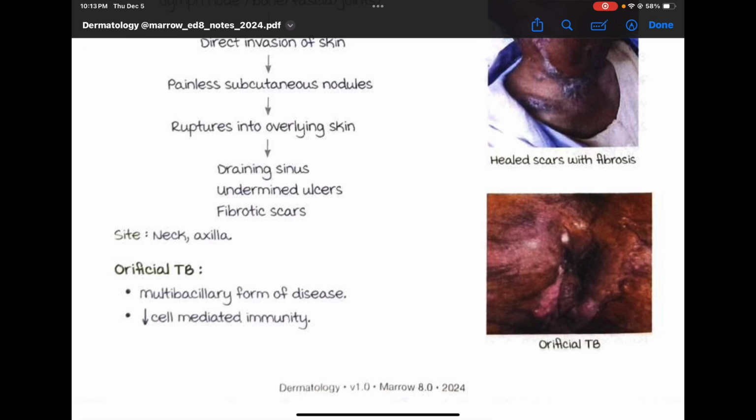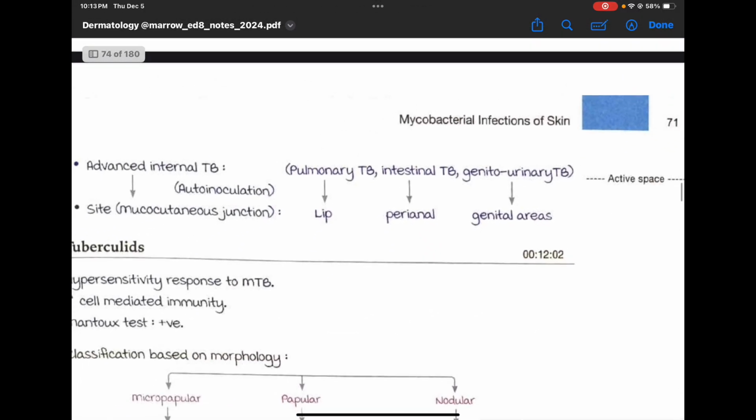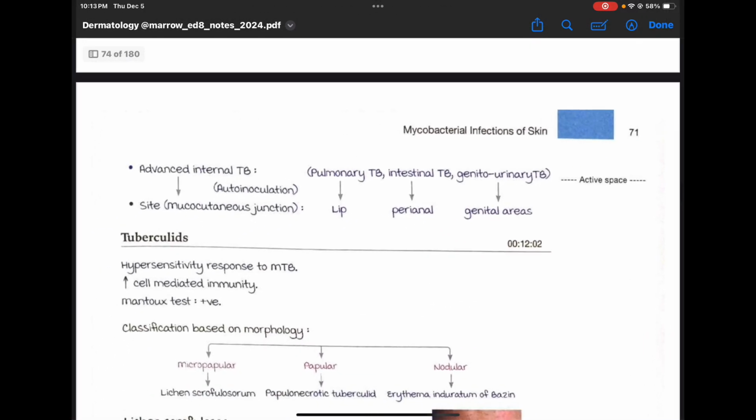Orificial TB, it is a multibacillary form of disease. Decreased cell-mediated immunity. Advanced internal TB, autoinoculation, site mucocutaneous junctions. Pulmonary TB happens at lip. Intestinal TB, perianal. Genitourinary TB, genital areas.